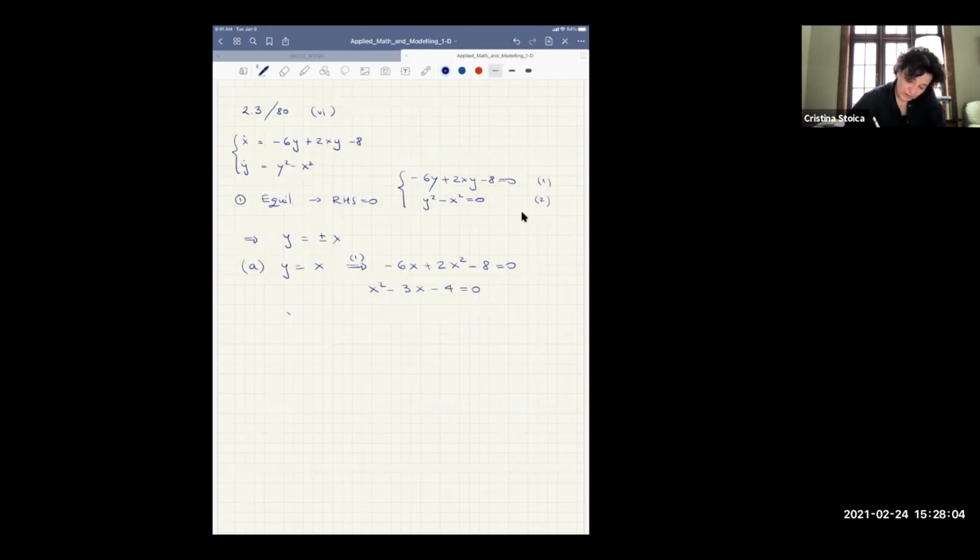So x1,2 will be 3 plus minus the root of 9 plus 8. Okay, so 3 plus minus root 17 over 2. Did I do something wrong? I should open the chat because I'm prone to making mistakes here.